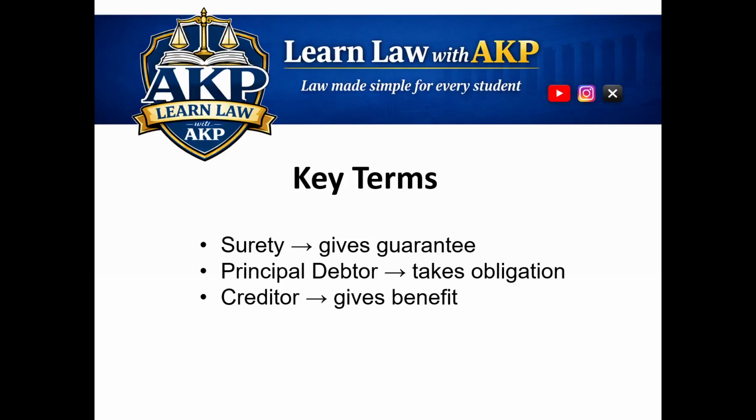Let's understand this with a real life example. In a bank loan, the borrower is the principal debtor, the bank is the creditor, and the guarantor is the surety. So, always remember, guarantee always involves three parties. This is a very important exam point.